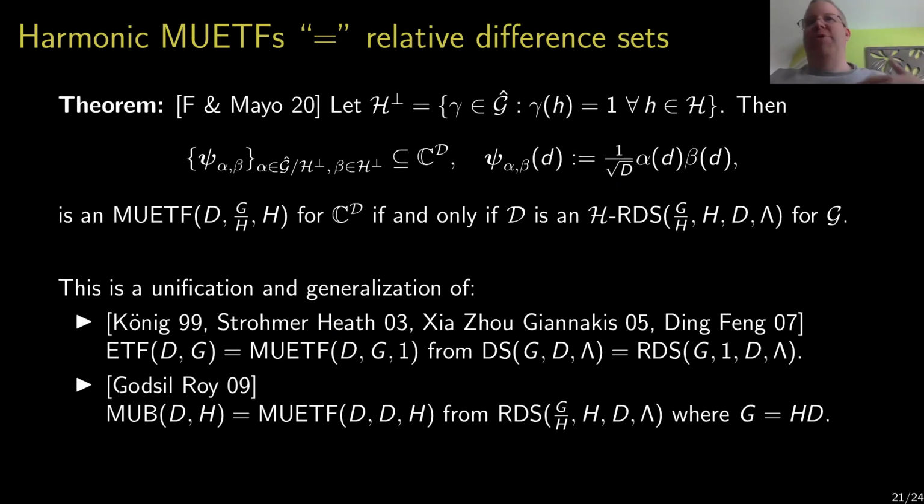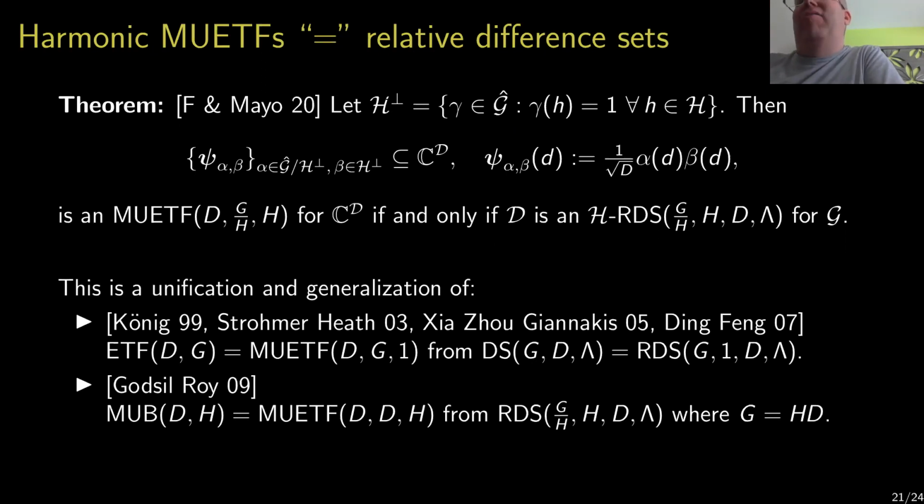You look at generating MUBs from relative difference sets, and the first hit you're going to get on Google is this great paper from Godsil and Roy from '09. In general, Ben and I were able to prove this equivalence. This is not a deep result. You basically just write everything down and everything works. And it says, hey, if you give me a relative difference set and you pull out the rows of a character table corresponding to it, that's going to exactly correspond to when you get an MUETF. The rows you pull out have to be corresponding to a relative difference set.